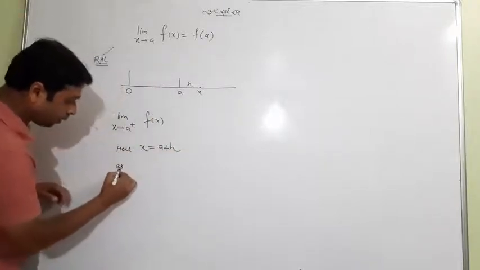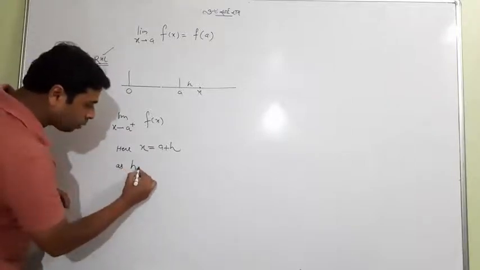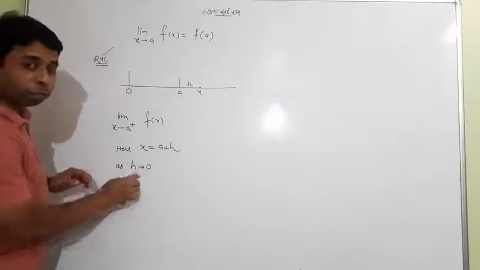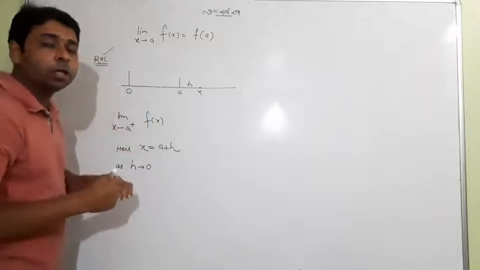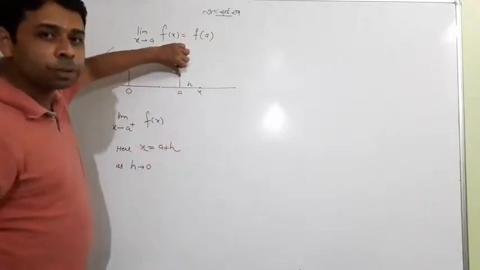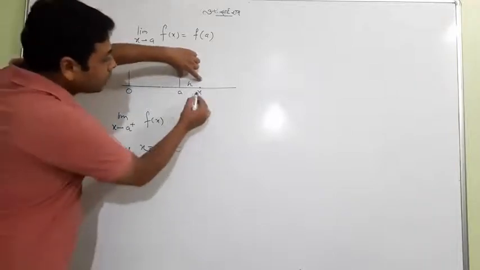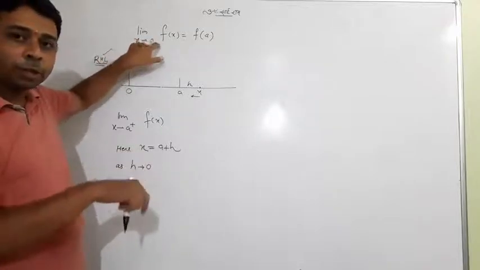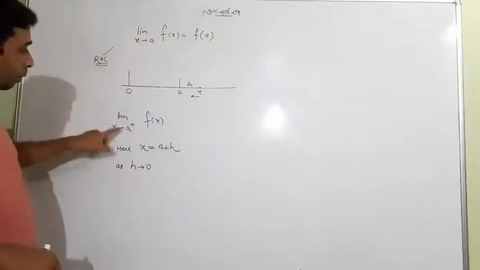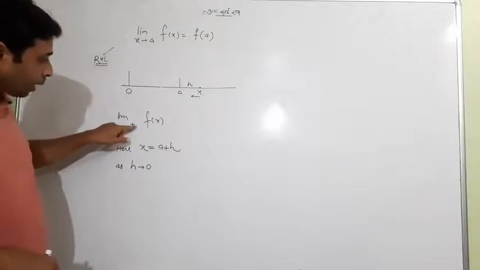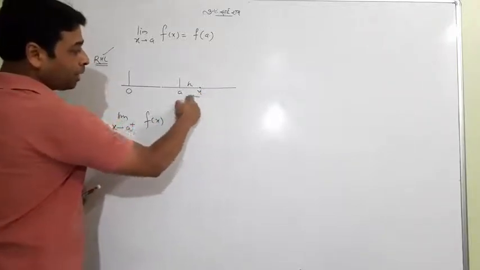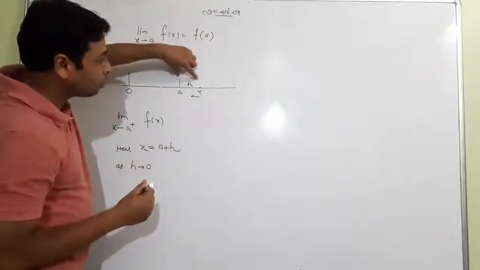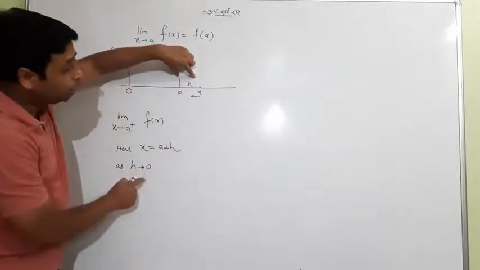Now, a very important thing: when h goes to 0, it means h is getting smaller and smaller. Look, a is fixed and x is moving. x is moving towards a, because x tends to a means x is coming to a, from the right direction for the right hand limit. x is moving slowly to a, and in the whole procedure h decreases. So h going to 0 means h is decreasing.